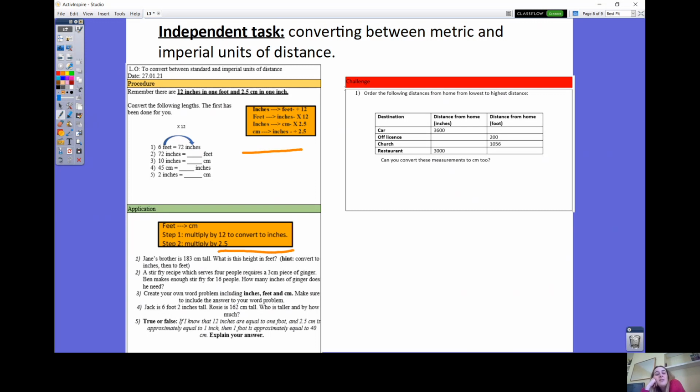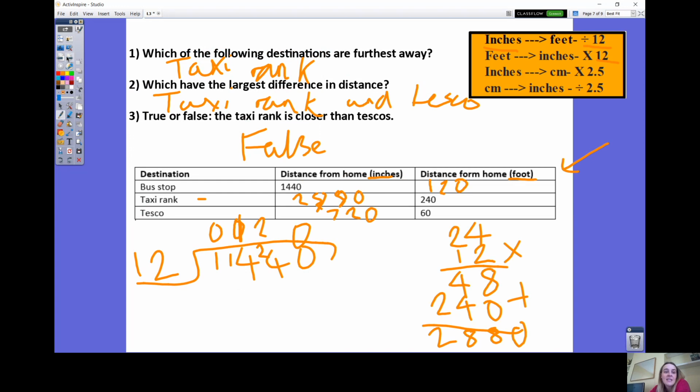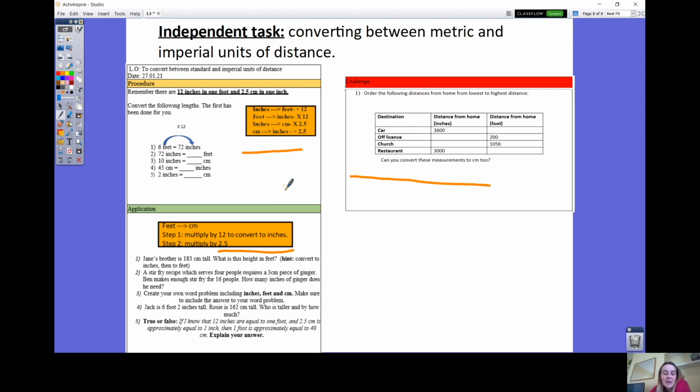Please make sure the first thing you do in the question is identify what you've got to convert between. So for example, it says here feet to inches. Look over here, see what you have to do for feet to inches in order to be able to convert. And the challenge here is a more complicated version of what I literally just modelled here with taxi rank and Tesco. So I modelled it out quite clearly. And you've got some nice true or false questions here and some word problems. And you've also got to create your own word problem as well. Make sure you include your answer to your word problem.